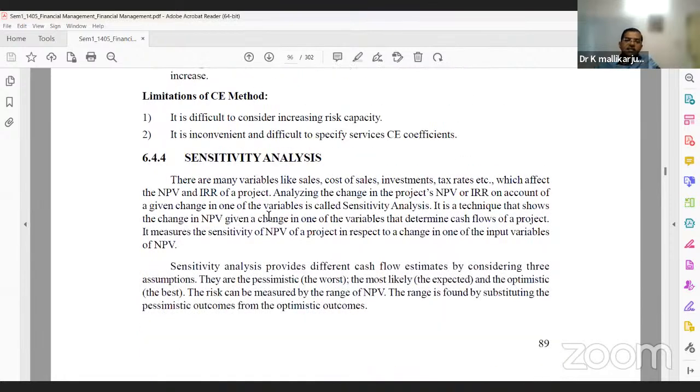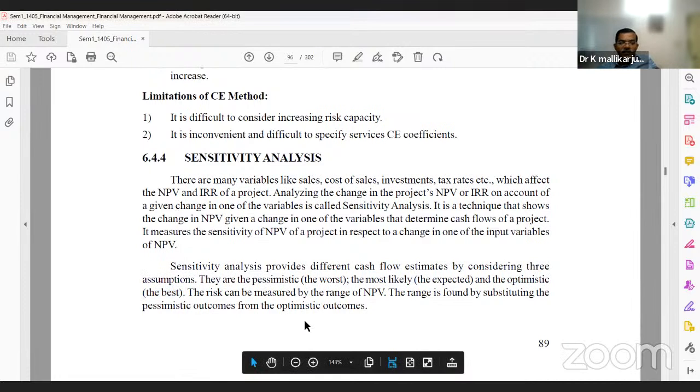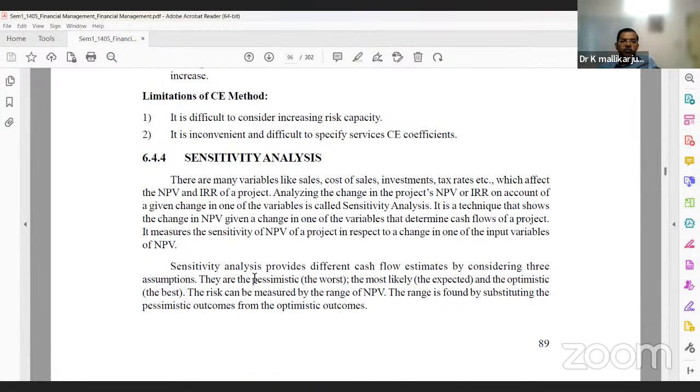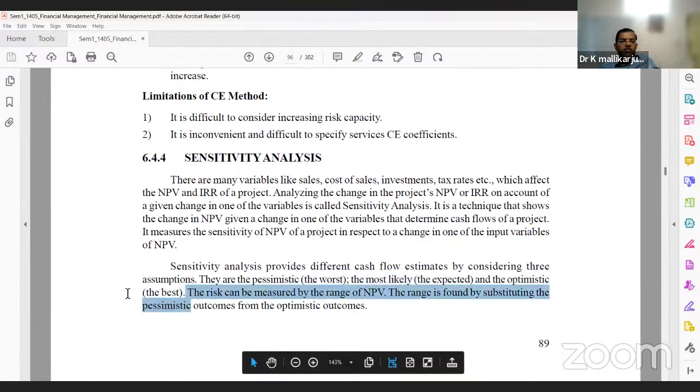Next one is sensitivity analysis. Sensitivity analysis is nothing but a pessimistic, most likely, and best case. The firm or industry will move in one of three conditions: the worst case, the most likely, which is nothing but average, and the best case. Three situations are there, three sensitivities are there.